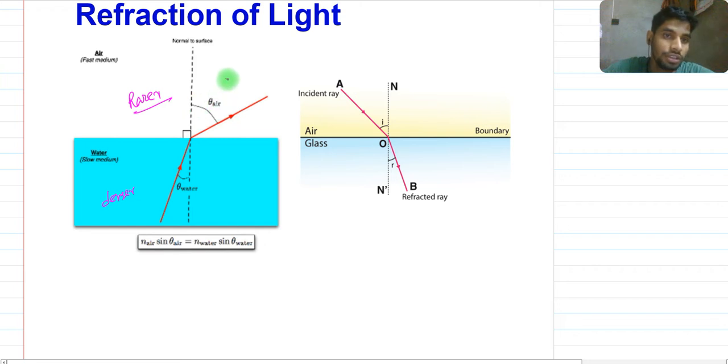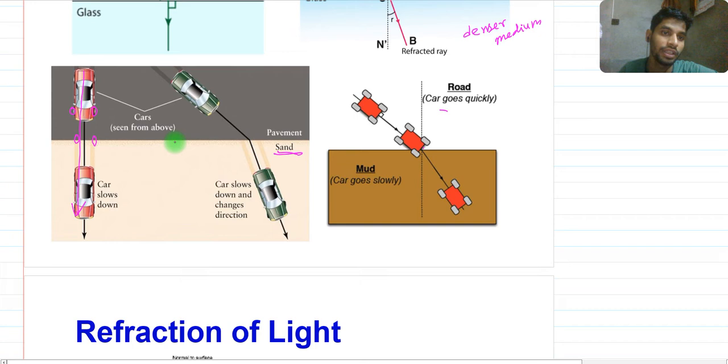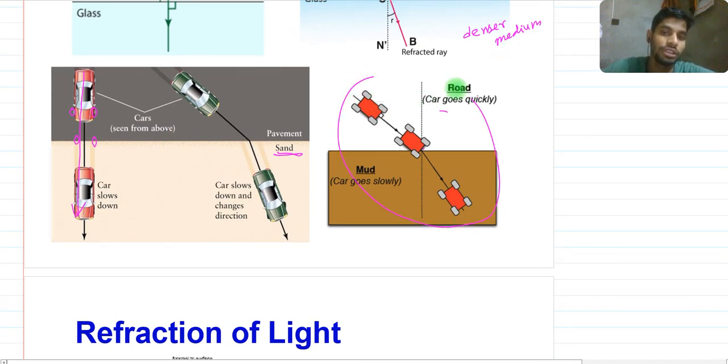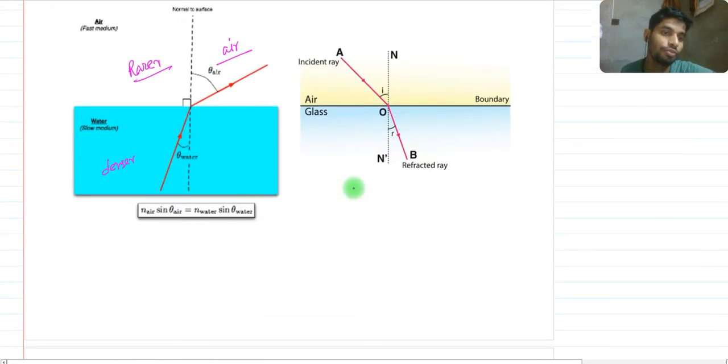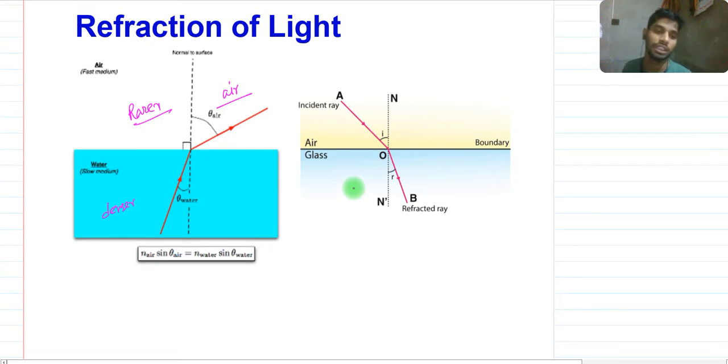This one is air medium or rarer medium. And why is it bending? Because its speed changes. For the motion of the car, why is the car bending? Due to the changing speed of its wheels. Like this, when light moves from one medium to another medium, its speed also changes.